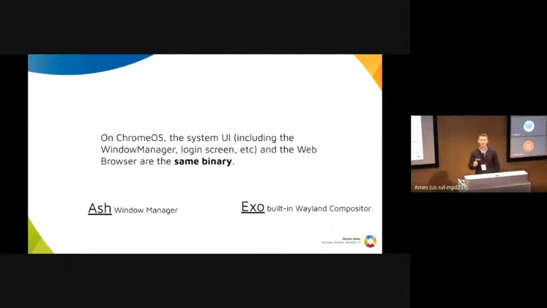The first one is that on ChromeOS, the system UI, including the window manager, the login screen, and the web browser itself, are in the same binary. So whenever it crashes, the whole system goes down and up. There is also another key concept: ASH, the window manager itself, and ESO, which is the built-in Wayland compositor that ships today in ChromeOS. So these three things are going to come up later on.